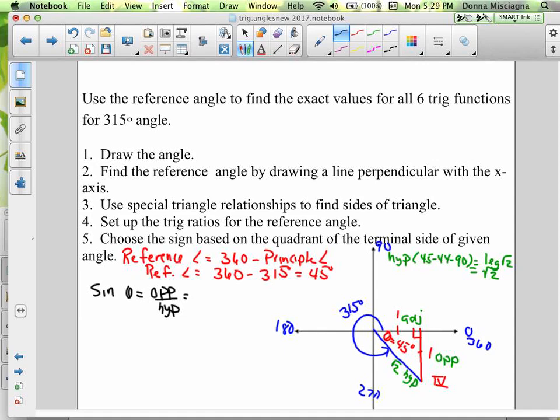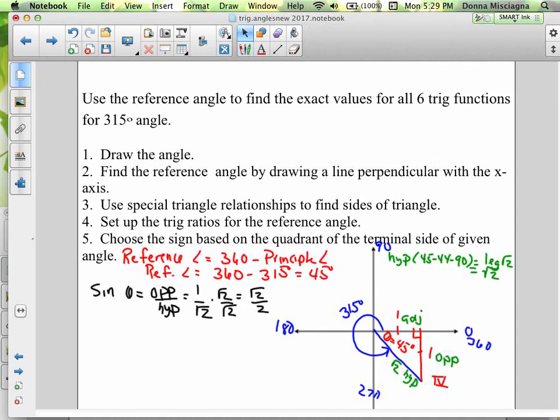So sine theta is going to be equal to opposite over hypotenuse. The opposite is 1. The hypotenuse is the square root of 2, and of course we're going to rationalize by multiplying by the square root of 2 over the square root of 2. So that means our sine ratio is the square root of 2 over 2, except for one slight little thing.